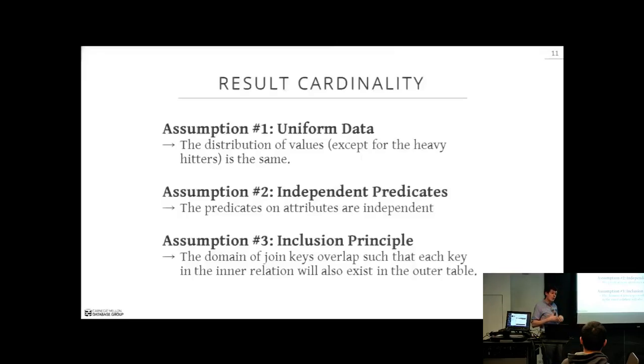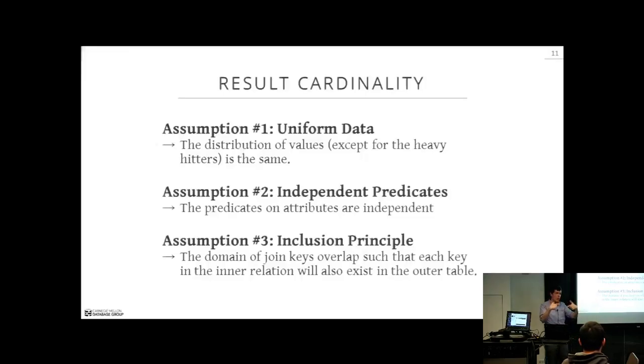So the way you usually keep track of the heavy hitters is to use an approximate data structure, like a count-min sketch. So that way you're not tracking exactly how many tuples you have, but you have a good idea of what the range is.